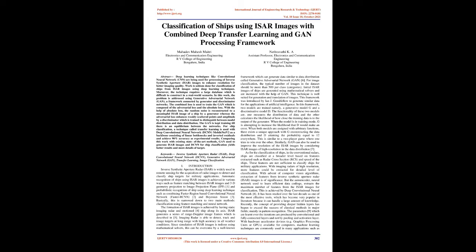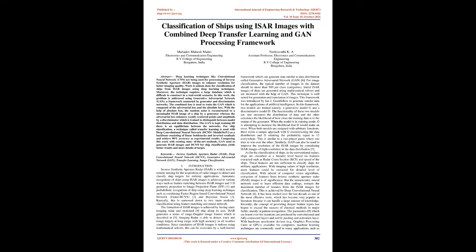In this framework, two models are trained, namely, a generative model G and a discriminative model D. The functionality of these two models are: one measures the distribution of data and the other calculates the likelihood of how close the training data is to the output of the generator. When the model is in training mode, G is attempting to increase the likelihood that D would make an error. When both models are assigned with arbitrary functions, there exists a unique approach with G reconstructing the data distribution and D attaining the probability equal to 1/2 everywhere. This is similar to a two-player game where one tries to win over the other.